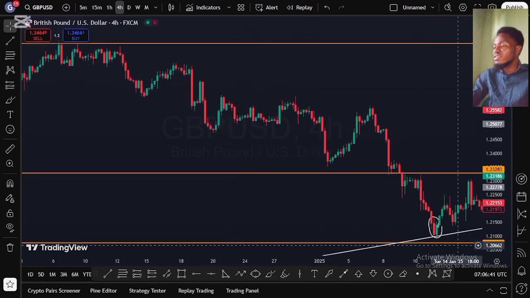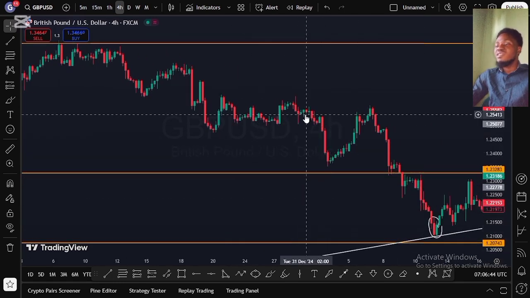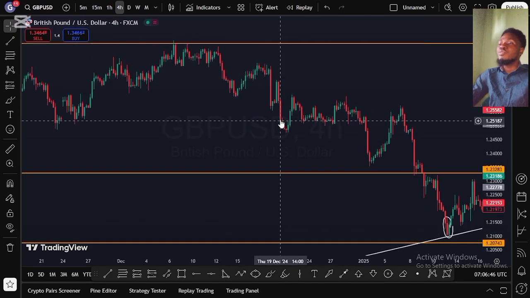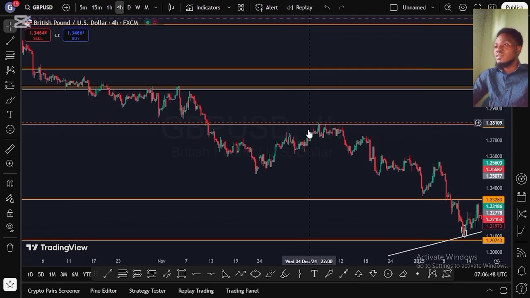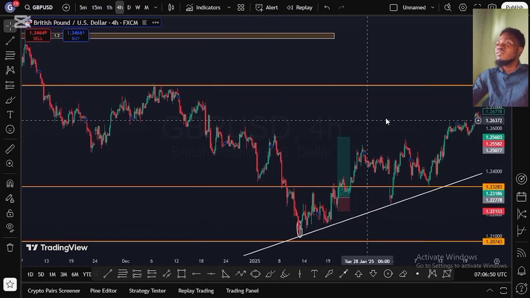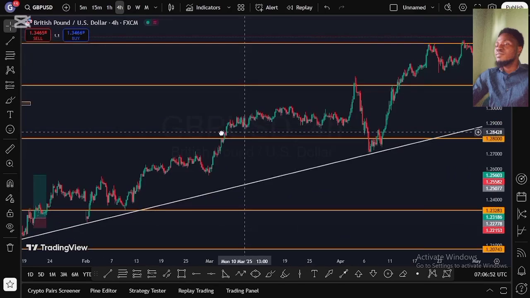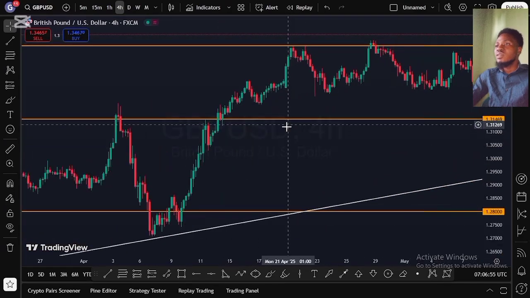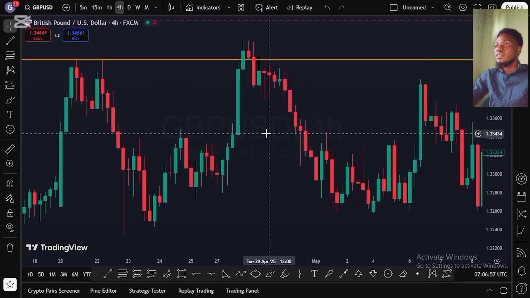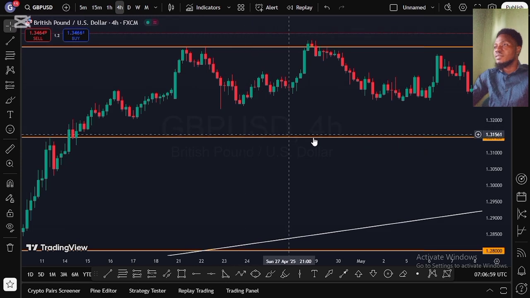So the next one is the inverted hammer, which is just the opposite of a hammer on the bullish side. You also want to take note of key levels. Okay, let's see if we find anyone around.